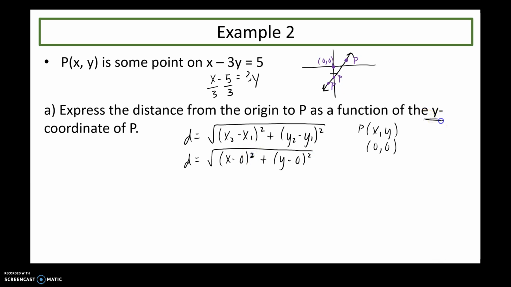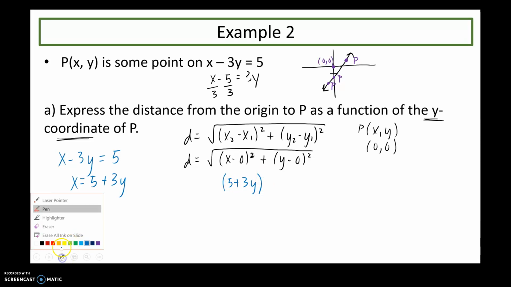Now I want it in terms of the y coordinate only. So what do I have to eliminate in my distance equation? I have to get rid of x. So if I go back to my original, x minus 3y equals 5. Solving this equation for x, I get 5 plus 3y. And now I have x in terms of y. So into my equation, I'm going to replace x with 5 plus 3y. Now, we know x minus 0 is just x, so I'm going to combine a step here.